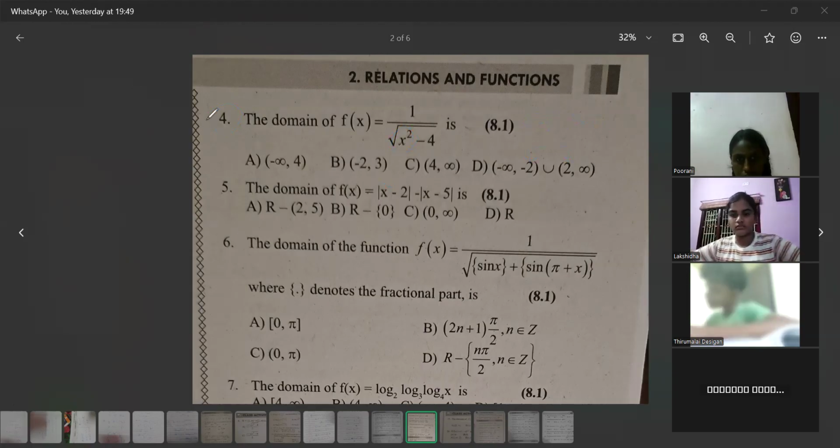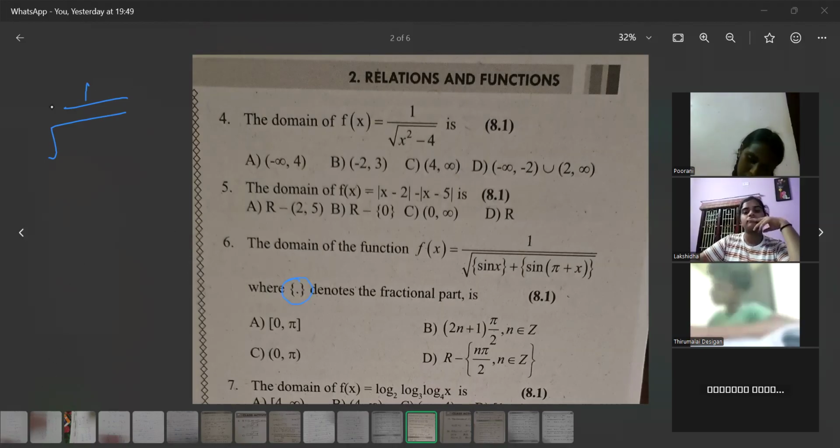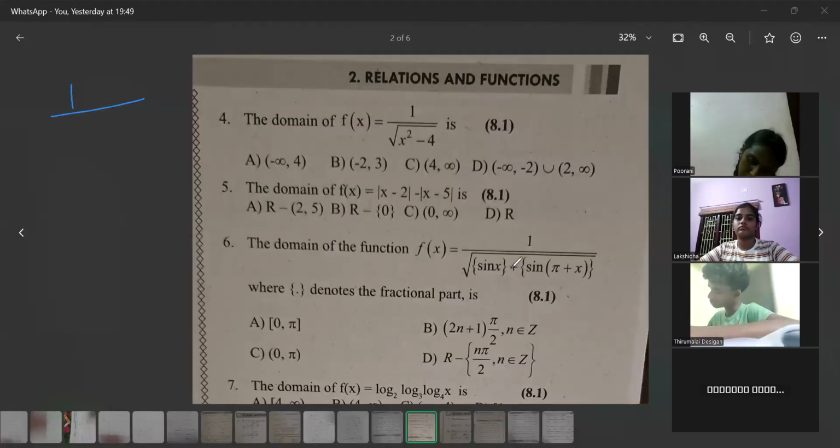So now question number 6. Domain of the function, this one. 1 upon fractional part. This bracket is the fractional part of x, right? See in the question, if the curly bracket or the square bracket is used, that means if the square bracket represents the greatest integer function and the curly bracket represents the fractional part of x, then this statement should be present. This type of statement should be present. If the statement is not given, these types of brackets will be just normal brackets.